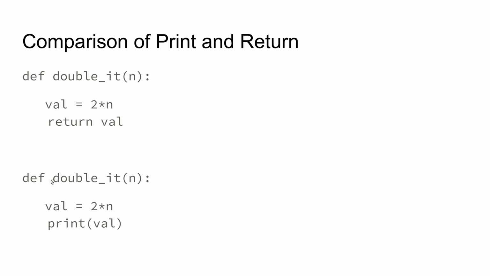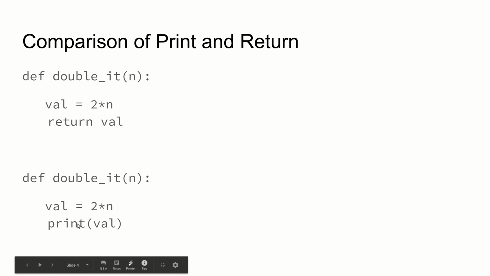On the other hand, the double it down at the bottom still calculates the value 2 times n, so we would have the 4 there, and then it only prints it. So the 4 would get printed to the screen and then sort of lost to our program. It would cease to exist in a way that we could talk about it or do anything with it.